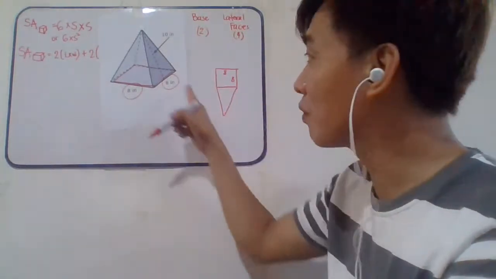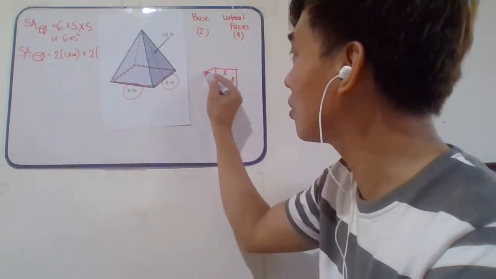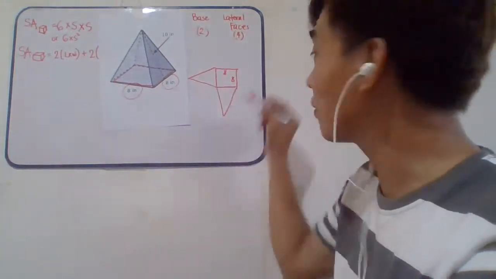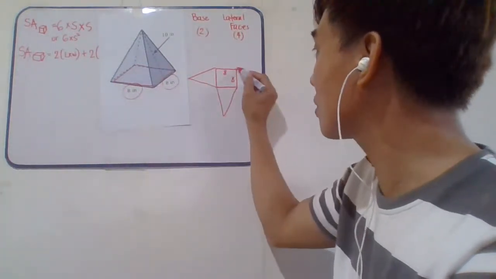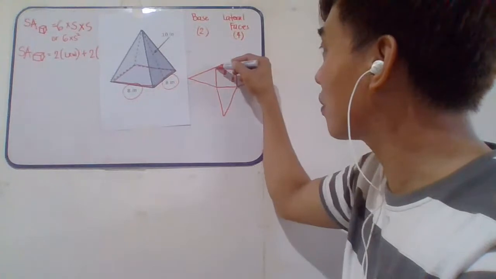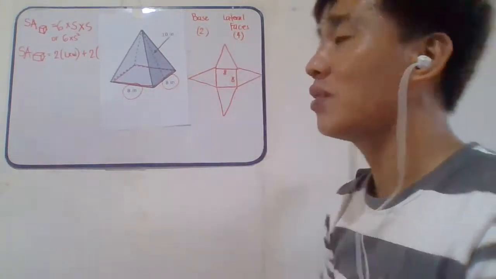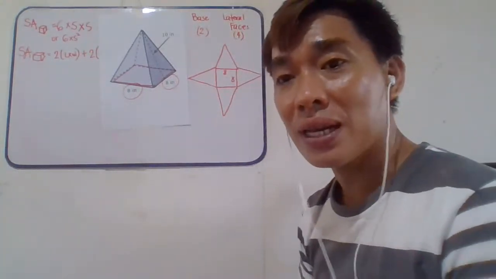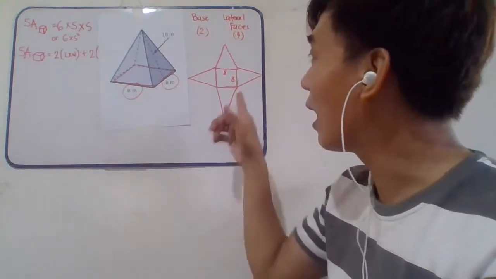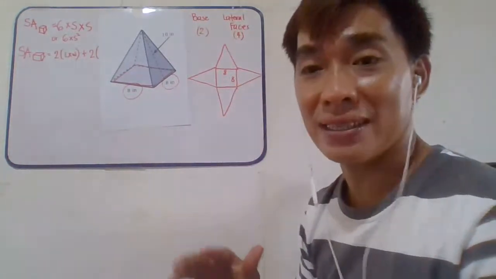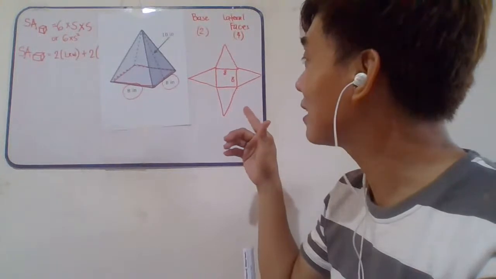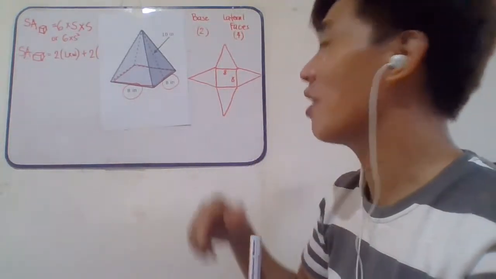Okay? And of course, this side would also make a triangle. And of course, the figure here is also a triangle. And of course, triangle here. So that's how our figure would look like. The net of that figure.